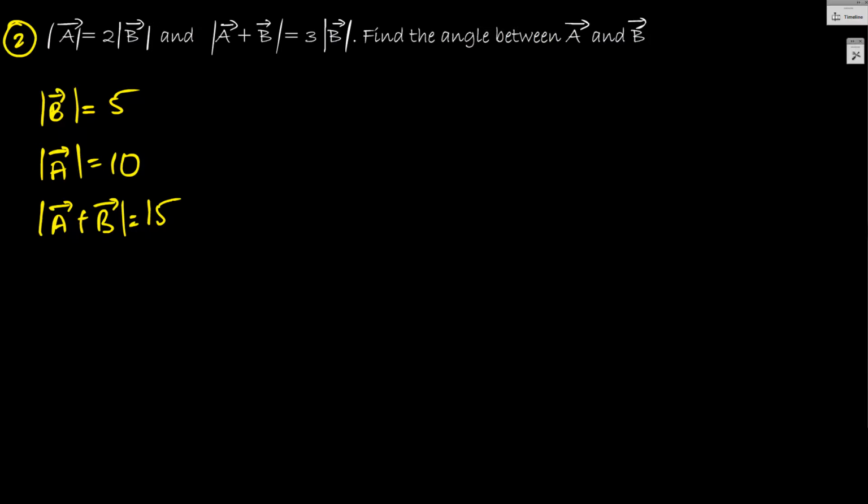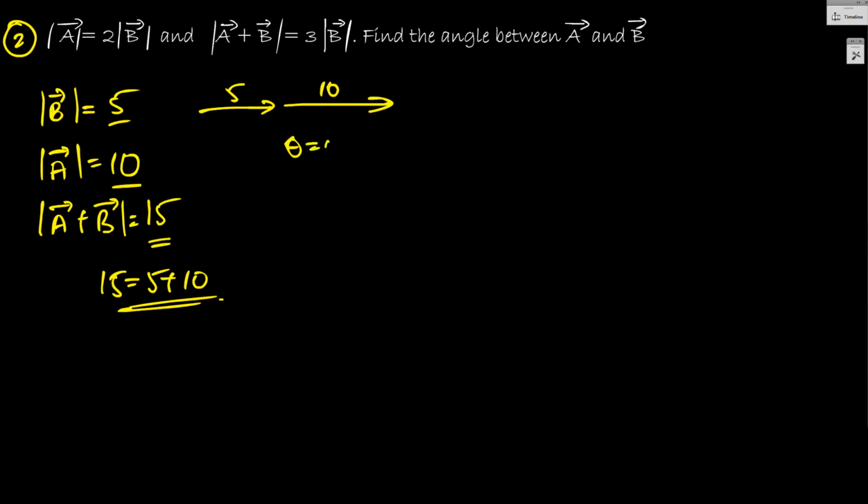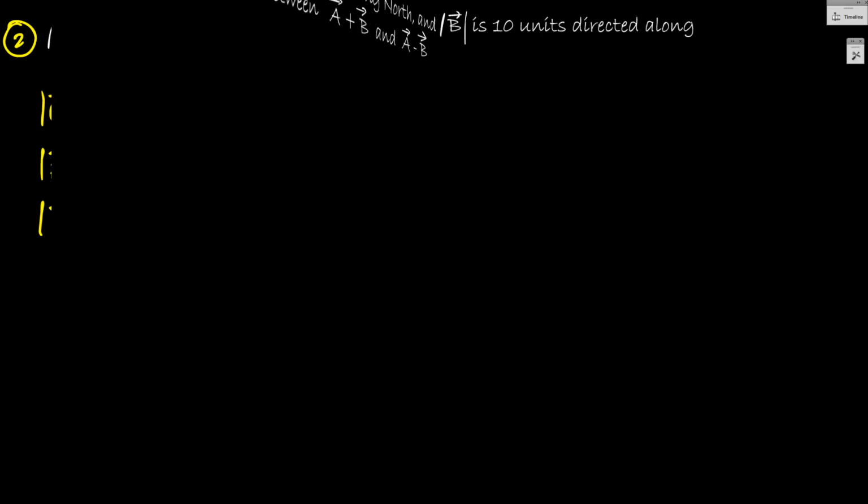Notice something? You have 10, you have 5, and you have 15. 15 is 5 plus 10. This can only happen when the two vectors are parallel to each other, right? Therefore, the answer is, the angle is 0. Next question, please.